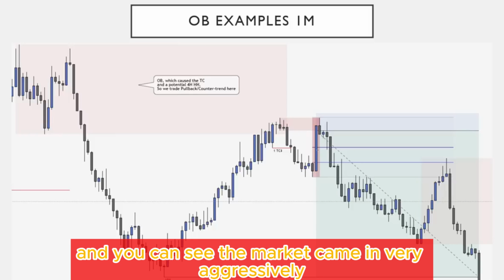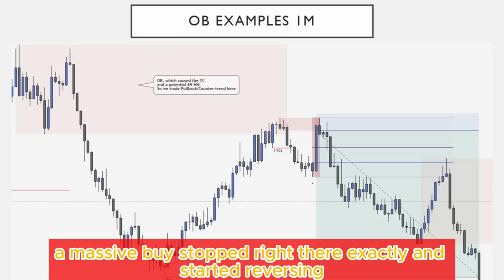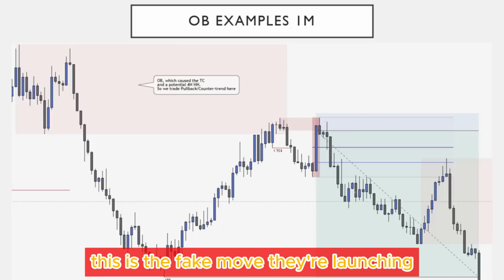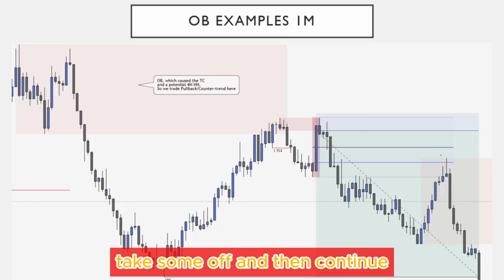And you can see the market came in very aggressively. How did it come in? With a massive fake move, a massive buy, stopped right there exactly and started reversing. So what is this buy to sell right there? This is the fake move they're launching. So what are they going to do? They're going to come back, take some off, and then continue.